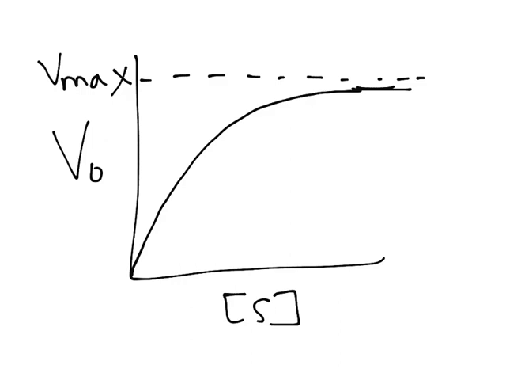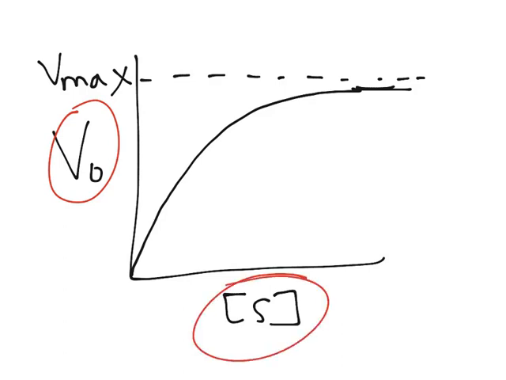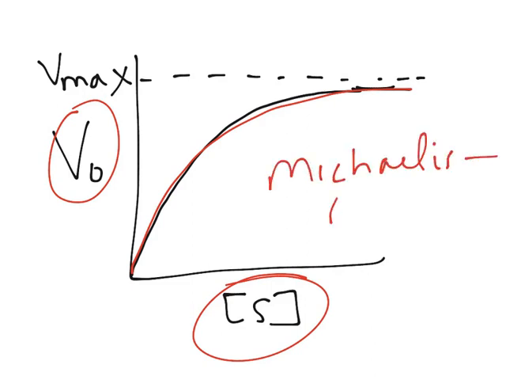So what we want to do is develop a mathematical relationship between the enzyme velocity and the concentration of substrate, the mathematical relationship that describes this curve. And that was done by Leonor Michaelis and Maud Menten way back in the day, and it's called the Michaelis-Menten equation. So it's kind of a big deal.